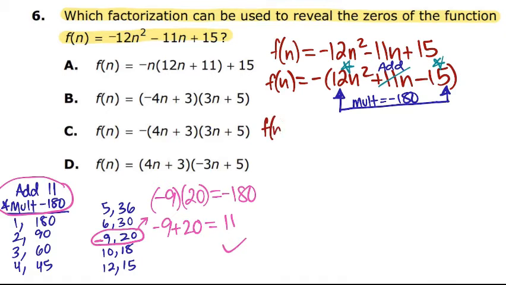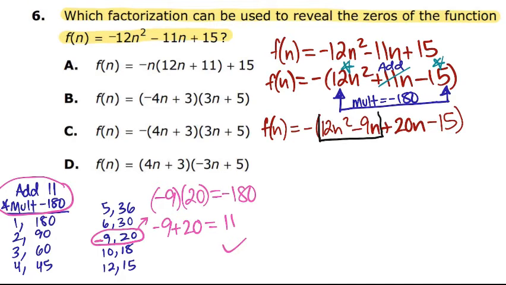So what I'm going to do now is keep the first term, which was 12n squared. And then I'm going to keep the last term, which was -15. And I'm going to split up -11n into -9n and 20n. If you combine like terms, they do add up to 11n. Then from there, I'm going to do something called grouping. Grouping is when you take those four terms, you GCF the first two, GCF the last two, and keep the sign in the middle.